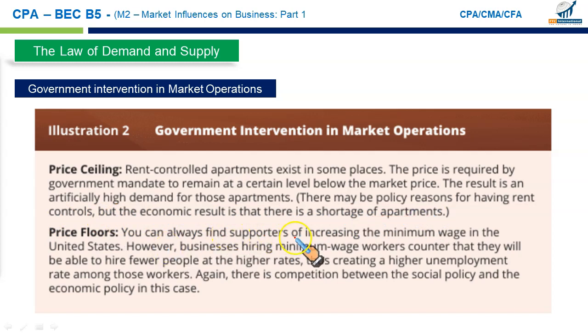Now the other picture, price floors. You can always find supporters of increasing the minimum wage in the United States. However, businesses hiring minimum wage workers counter that they will be able to hire fewer people. When the minimum wage goes up, the employers will hire less because the rates are higher, thus creating a higher unemployment rate resulting in surplus workers.